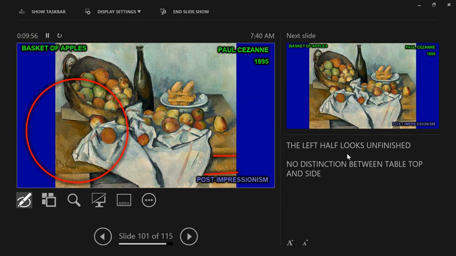All right, and then over here, it's like the painting is not finished, that the edge of the table does not match up. On the right, you can see the edge of the table, and on the left, you cannot see the edge of the table. And then this line over here does not match up with this line right here. All right. So we're seeing it from multiple viewpoints, and parts of it look unfinished.